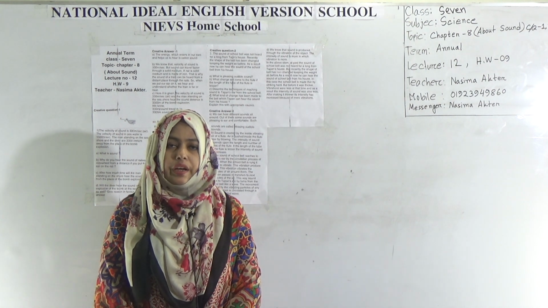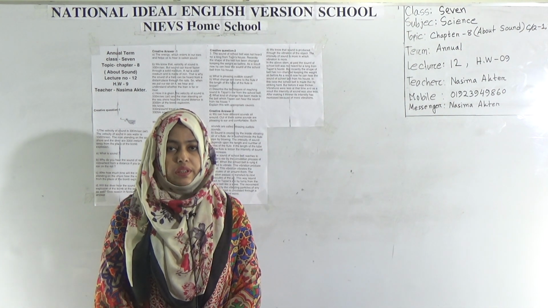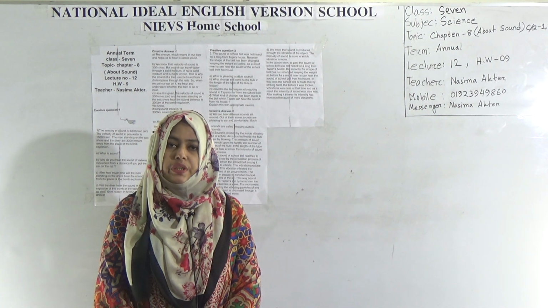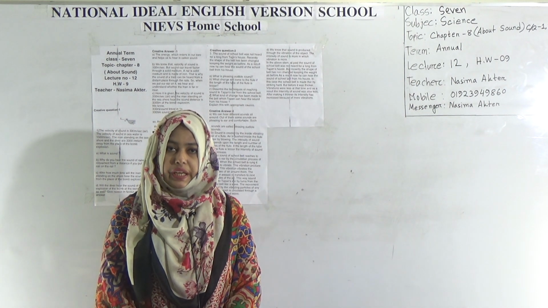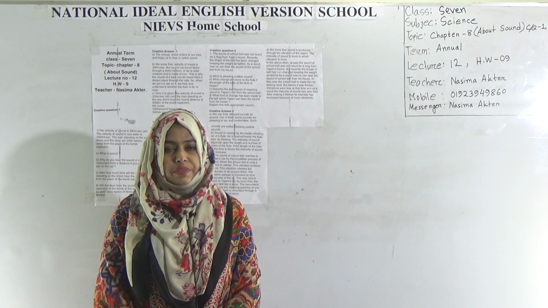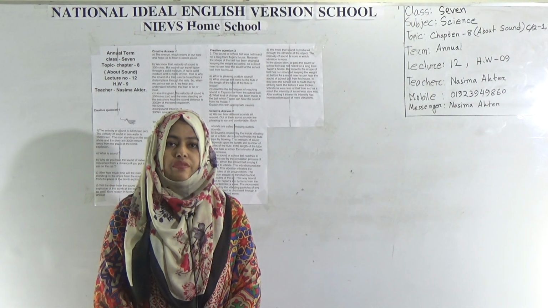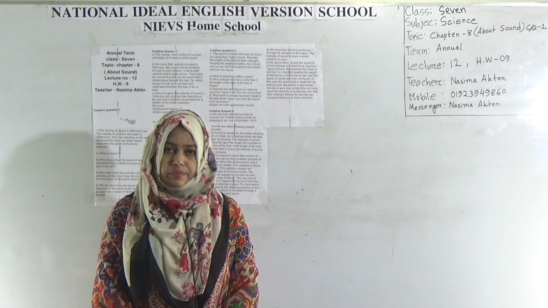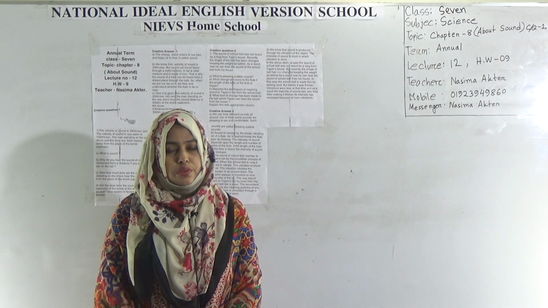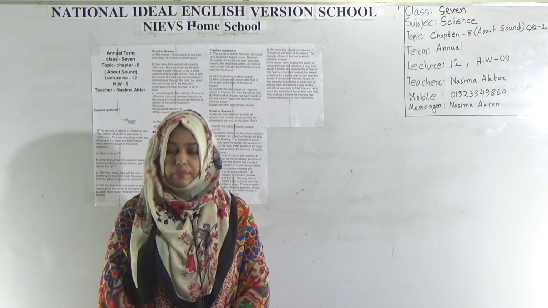Dear student, I am going to take a science class for class 7 students. Our today's topic is chapter 8. The name of our chapter is About Sound. We have already discussed this chapter. Today we will discuss creative question answer 1 number and 2 number.